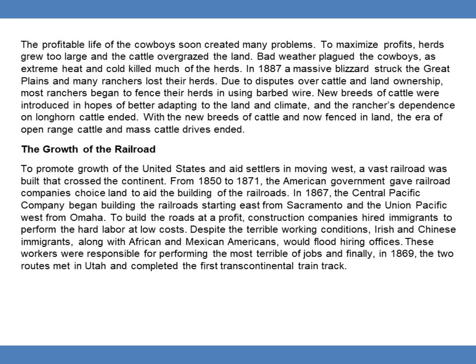To build the roads at a profit, construction companies hired immigrants to perform the hard labor at low costs. Despite the terrible working conditions, Irish and Chinese immigrants, along with African and Mexican Americans, would flood hiring offices. These workers were responsible for performing the most terrible of jobs, and finally in 1869, the two routes met in Utah and completed the first transcontinental train track.